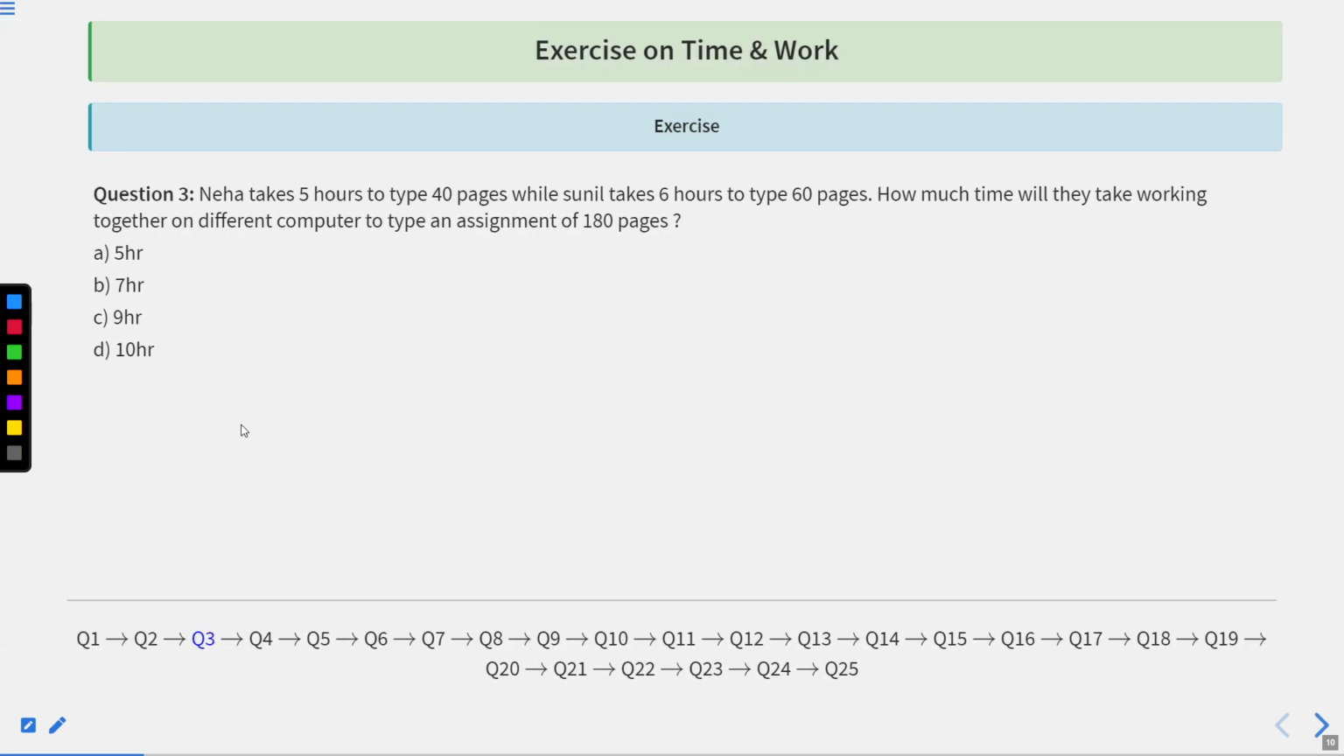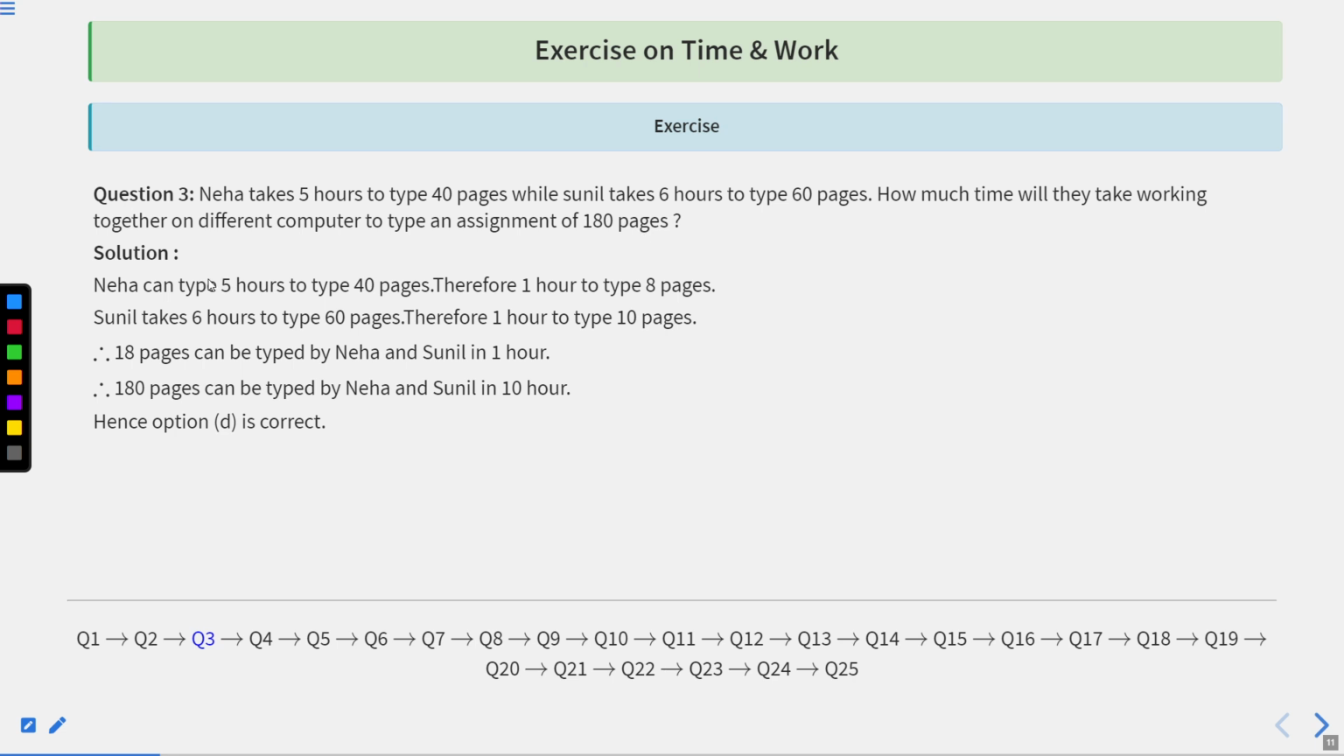Question number 3. Neha takes 5 hours to type 40 pages, while Sunil takes 6 hours to type 60 pages. How much time will they take working together on different computers to type an assignment of 180 pages?